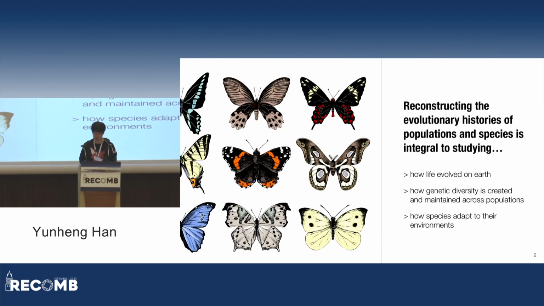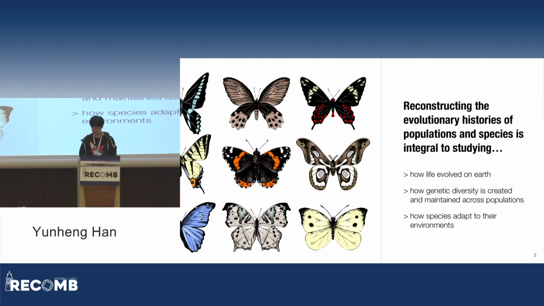Our new method TREE-QMC estimates species trees from gene trees using quartet graph construction and graph cuts. Species tree estimation is useful and interesting because the species tree tells us how life evolved on Earth, how genetic diversity was formed during history, and how species adapt to their environments.